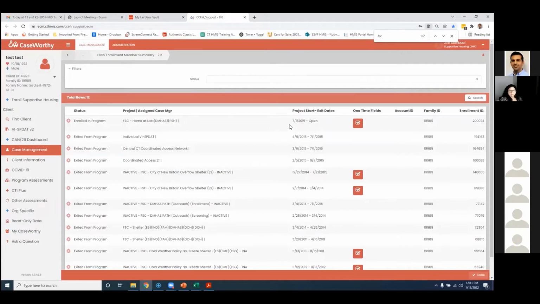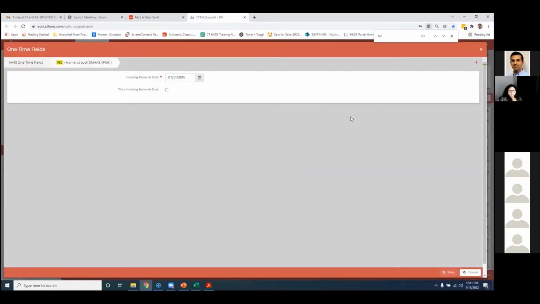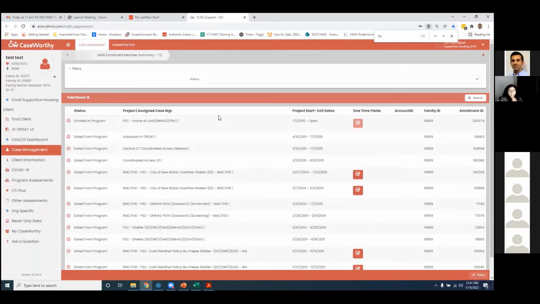So again, housing move-in date. Here's an enrollment that started July 1, 2015, and housing move-in date for that particular one you can see is July 1, 2015, because this was before that data standard. So the vendors backfilled these fields with the enrollment start date. Had this enrollment been a more recent enrollment, then you would put what the actual move-in date would have been for that particular household.